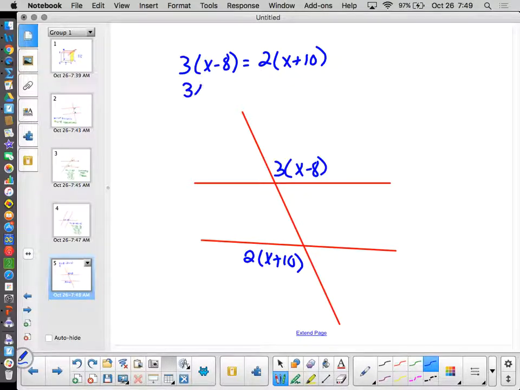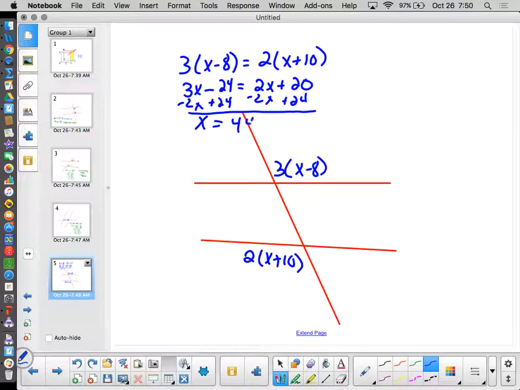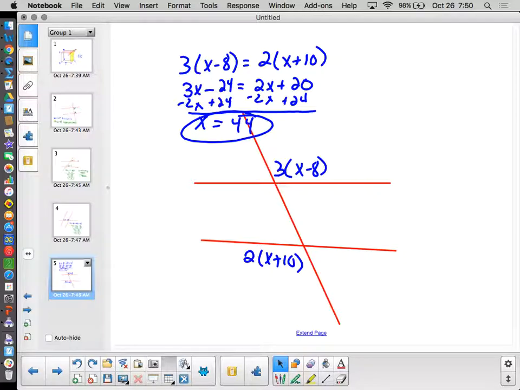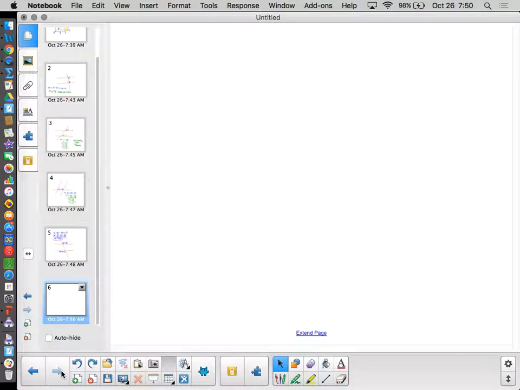3x minus what? 24 equals 2x plus 20. And then we can do just a little bit of algebra. And I get x equals 44. Okay. Wonderful.